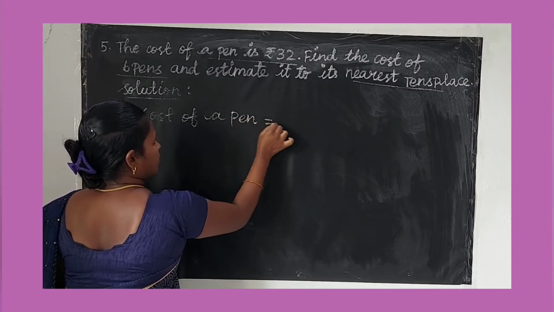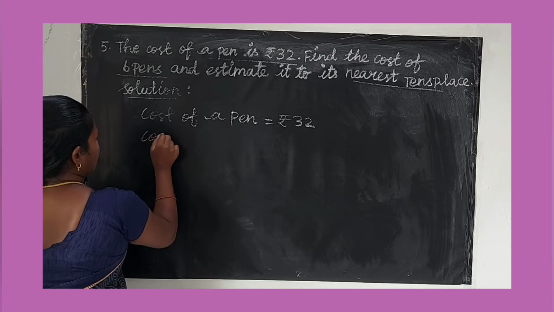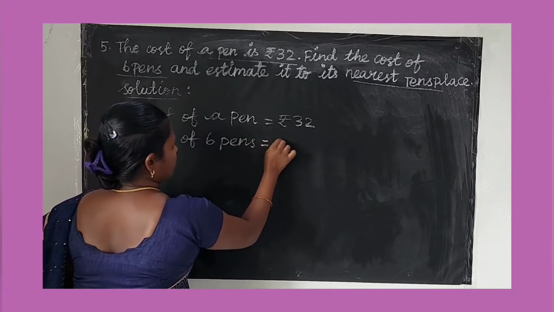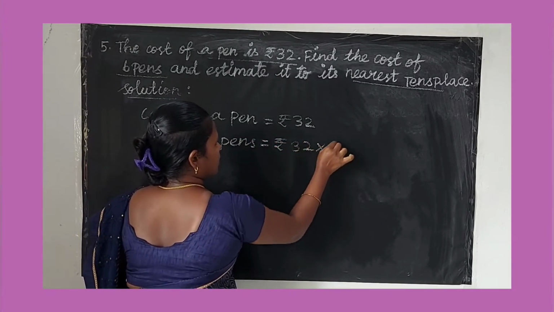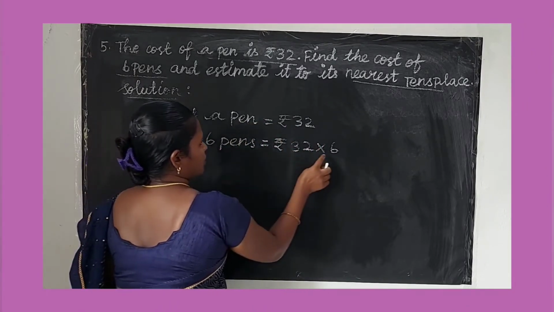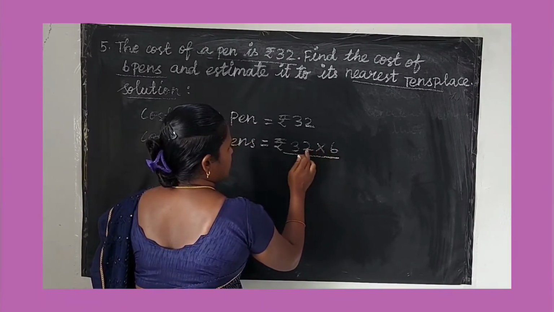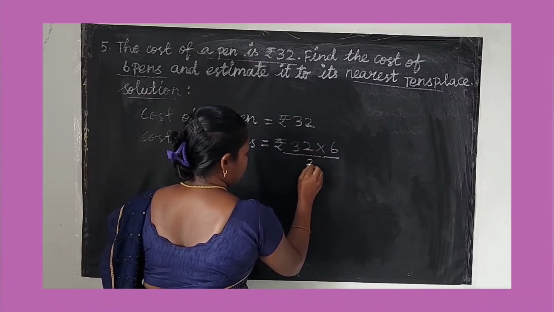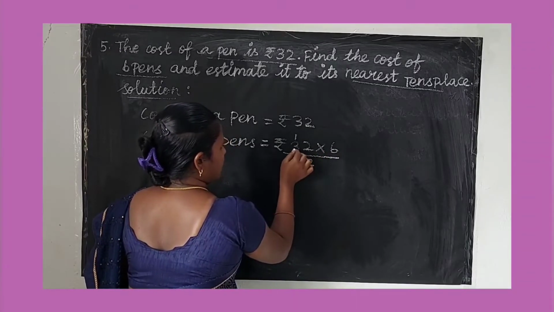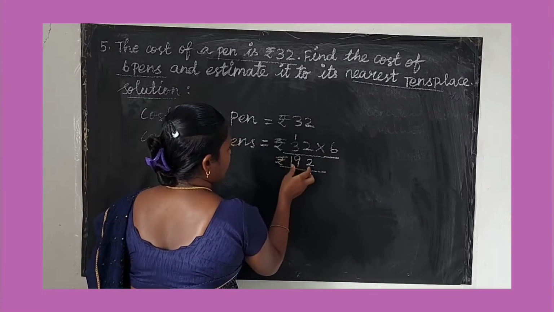Cost of a pen is equal to rupees 32, and cost of 6 pens is equal to rupees 32 into 6. One pen rate is 32, so we have to find the 6 pen value. So multiply by 6. Now multiply the value. 6 2s are 12, 2 carry 1. 6 3s are 18, 18 plus 1 is 19. So 192 is the actual value.